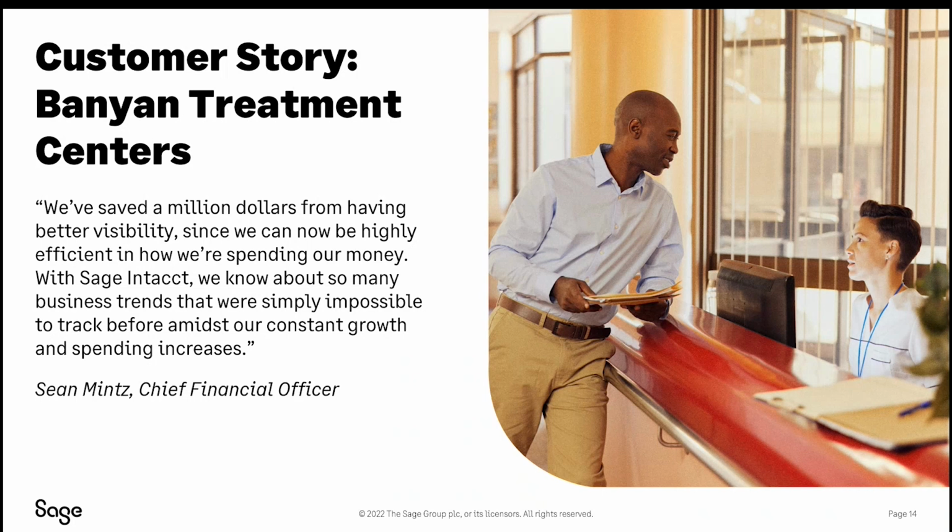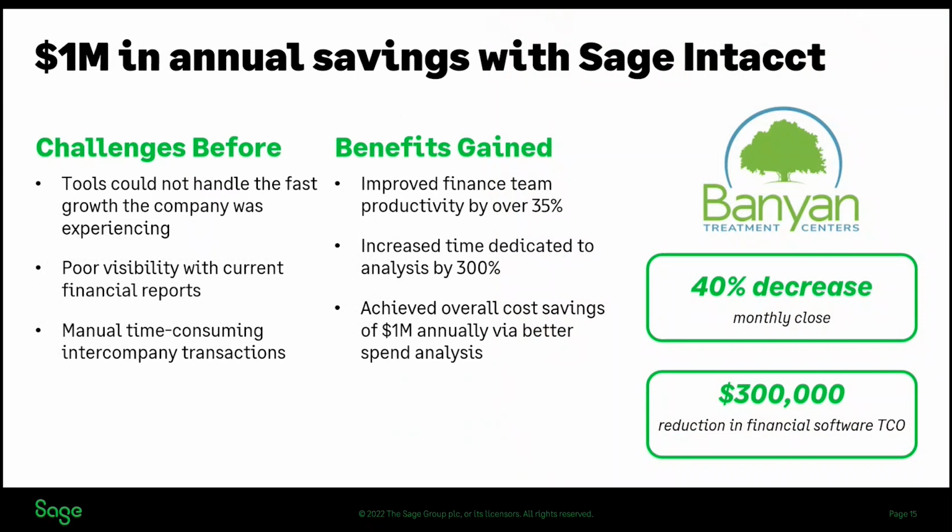So Banyan took advantage of those automated processes. They had some true benefits gained, a 40% decrease in their monthly close. They were able to close much, much faster. They reduced their financial software total cost of ownership by $300,000. So moving from an on-premise solution to a best-in-class financial management solution, integrating in information and having visibility.